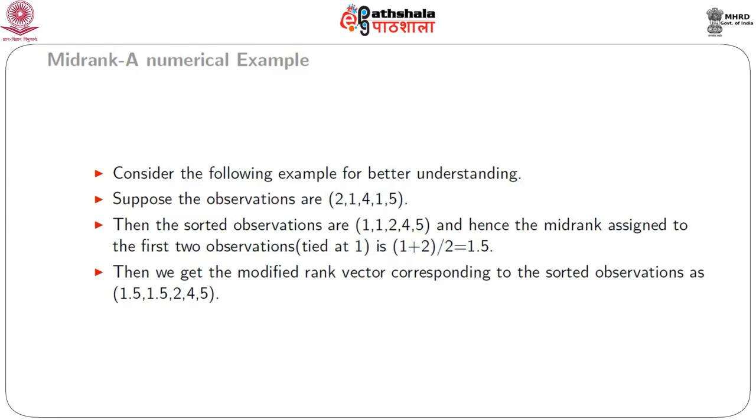If we do not have any tie at the first and second positions, we could assign ranks 1 and 2. If we find that there is a tie in the first 2 positions, then the mid-rank is obtained by adding the possible ranks, that is 1 and 2, for the first two observations, and assigning the average of these ranks to these tied observations. Then we get the modified rank vector corresponding to the sorted observations as 1.5, 1.5, 2, 4 and 5.